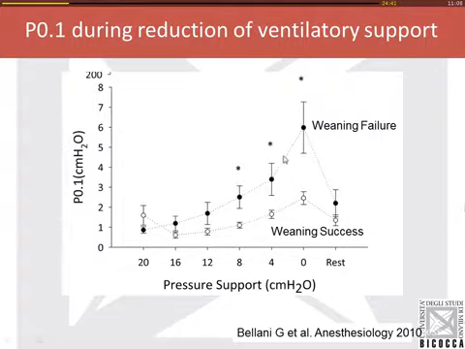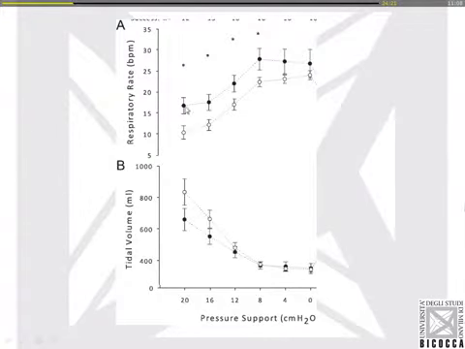And for example, see here how dramatic the difference is between the patients who are able to sustain this decrease in the level of assistance and patients who fail, who are unable to sustain this decrease in the assistance. They try to work harder. And as a consequence, as I said, the respiratory rate goes up and the tidal volume goes down.